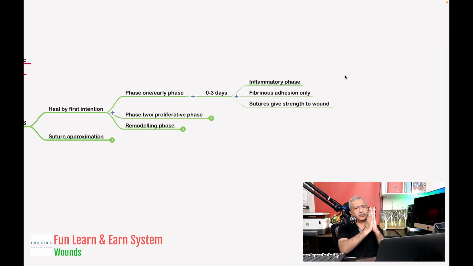When we approximate the wound, platelets accumulate at the site of injury, and then fibrinous material is deposited and the wound edges adhere by the adhesions produced by the fibrinous material. The strength of the wound is given only by the suture. These adhesions cannot give strength. If there is no suturing, then with slight movement it will open up like this. So after 3 days to 3 weeks, what happens?